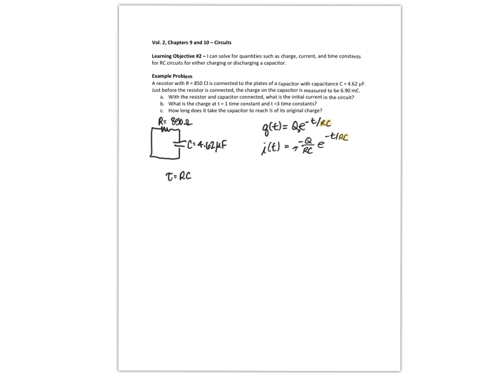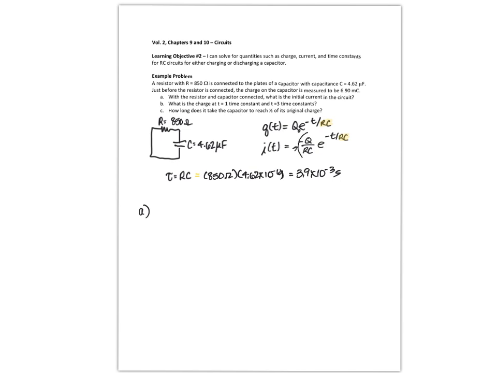In this particular problem, just to get a sense of what we're dealing with, the time constant is 850 ohms times the capacitance, which is 4.62 times 10 to the minus 6 farads. And this gives me a time constant of 3.9 times 10 to the minus 3 seconds. All right, so now let's tackle the questions that they're asking. The first question says that when the resistor and capacitor are connected, what is the initial current in the circuit?